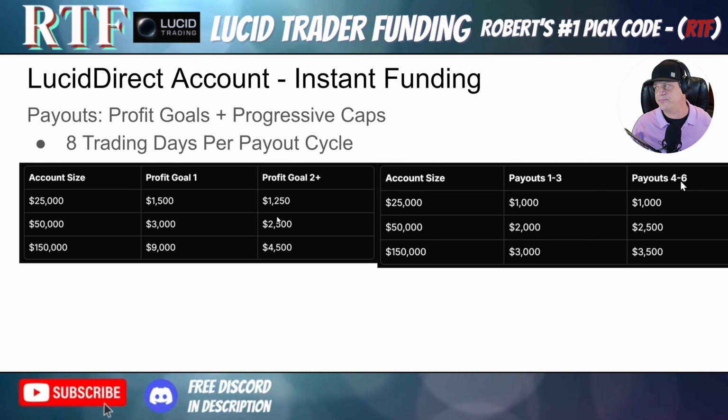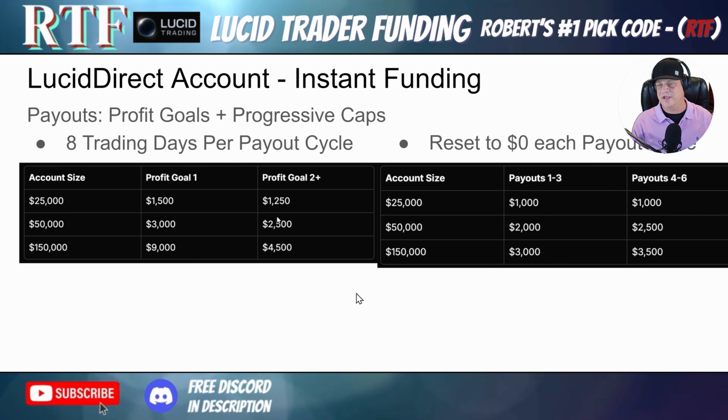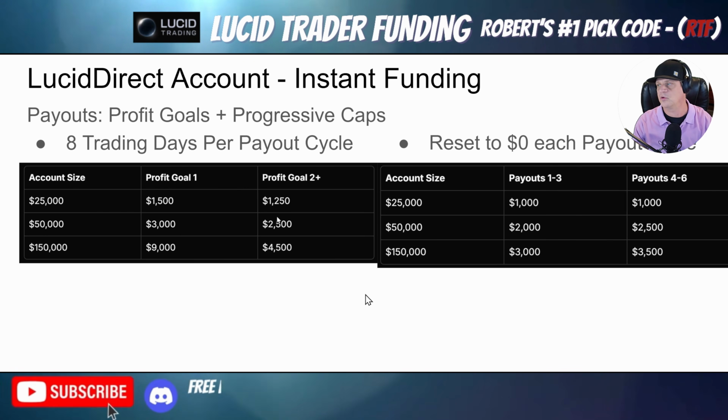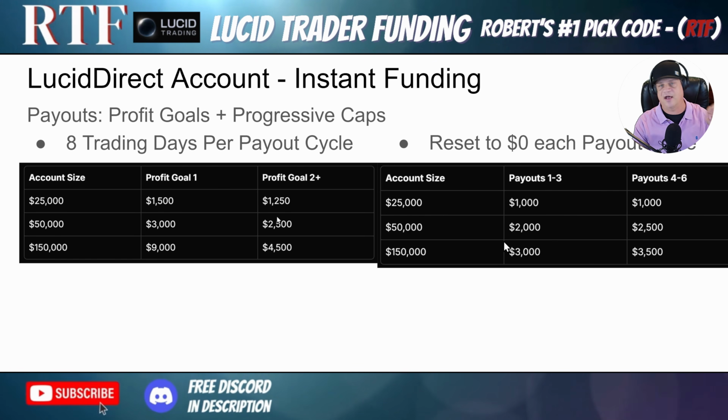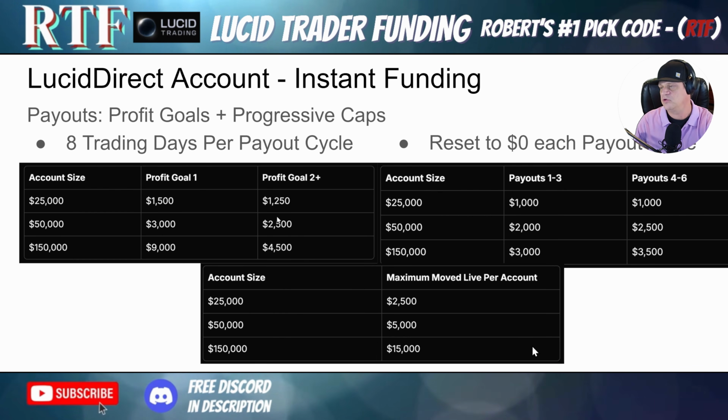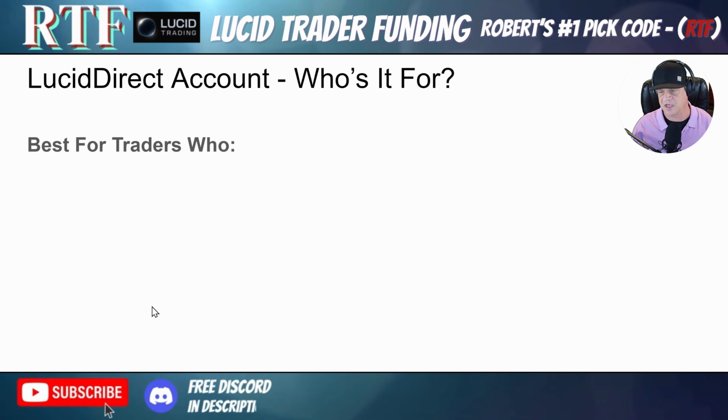And then you have a cap to how much you can take out for payouts 1 through 3 and payouts 4 through 6. So each time that you take a payout, these numbers reset to 0. You have to hit the profit goal again. And once you hit your profit goal again, and your 8 trading days again, then you'll be eligible to receive the next payout. And then the maximum amount that you can move to live per account varies on the account size in LucidDirect. So there's 2,500, 5,000, and 15,000, depending on the size of the account that you started with.